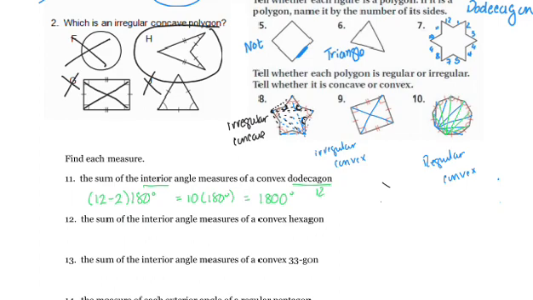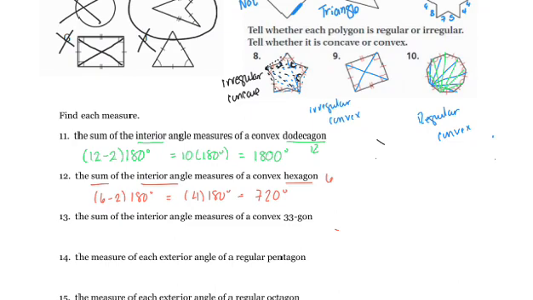Number 12, what is the sum? So again, sum, I'm going to take all of the interior angle measures of a convex hexagon, which is 6 sides. So I'm going to do 6 minus 2 times 180. So that's 4 times 180. So 4 times 180 is 720 degrees. All right, so next one.